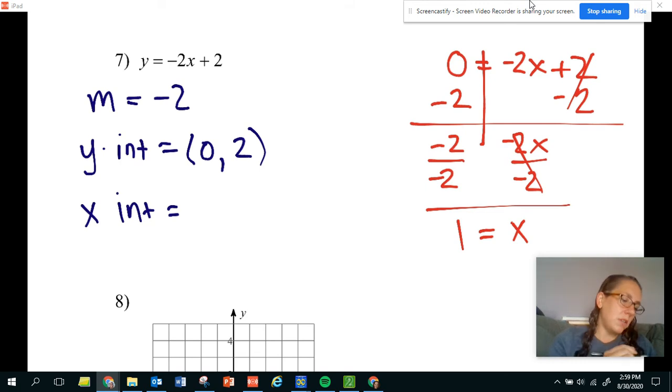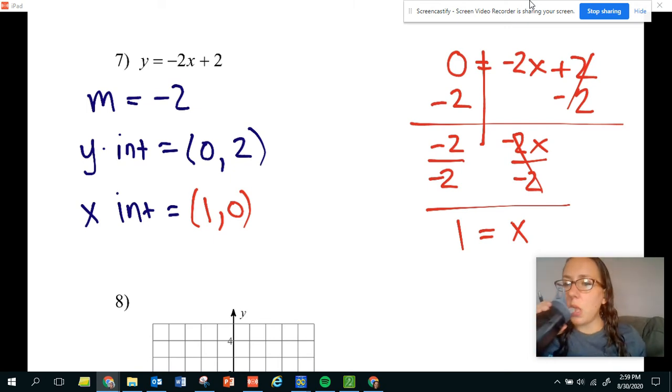But anyway, my x-intercept is 1. So it is the point 0, 1. Okay, cool.